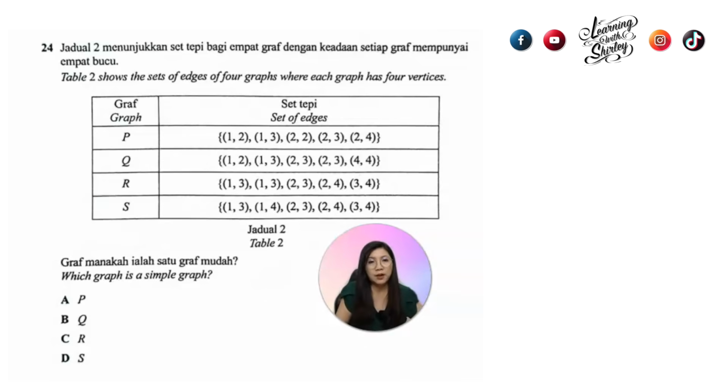Okay, simple graph means what? There will be no loops. No loops. So I'm going to write it here. Simple graph: one, no loops.